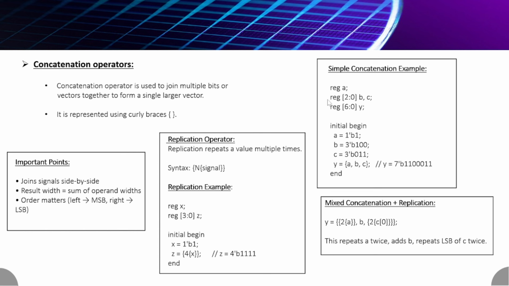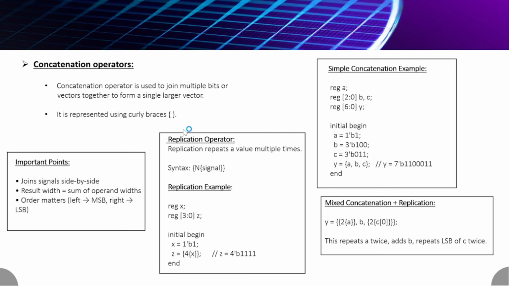Here we have three signals A, B and C. When we write y equal to {A, B, C} like this, these signals are joined side by side. The important thing to remember is that order matters. The leftmost value becomes the most significant bits and the rightmost value becomes the least significant bit. The width of the result is the sum of the widths of all operands.